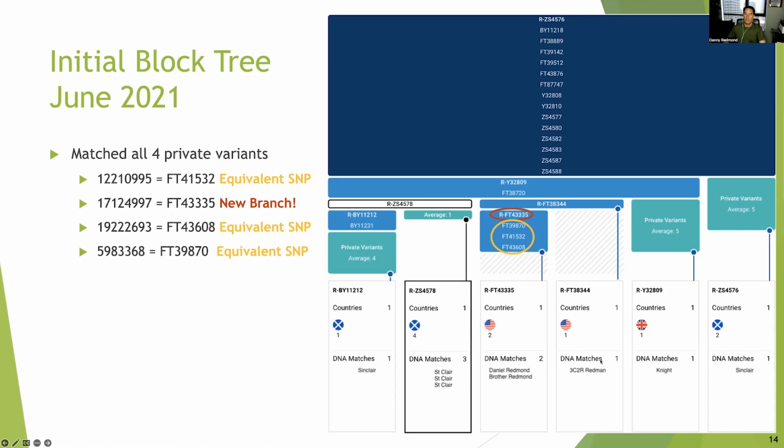My cousin now is over here, because remember initially I was over here with him. Still got the Sinclairs. You'll notice there's a couple of other branches off here to the right. Just remember there are other people testing at the same time, so the block tree is going to get modified. But right now I'm only focusing on this.